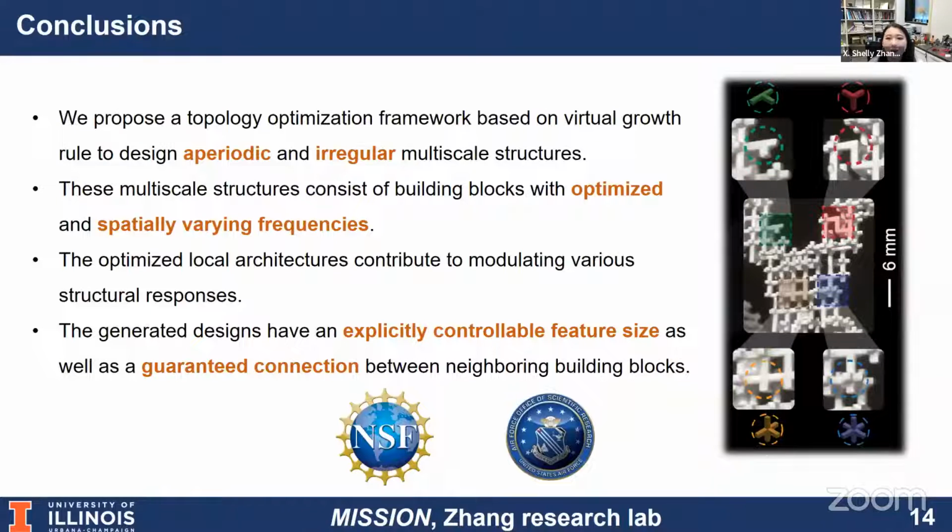Okay, so finally, some quick remarks. We show a topology optimization framework based on the virtual growth algorithm to design aperiodic and irregular architecture. So this architecture will have building blocks that have optimized and spatially varying frequency. So they're optimized to allow different types of structural response control. And also the designs can show explicit control for the feature size, as well as guaranteed connection because of the virtual growth algorithm.